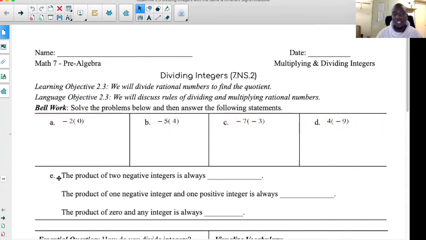Awesome. All right, so let's dive in. So we're talking about dividing integers today, right? As we're in this new unit of multiplying and dividing integers, our goal is to be able to divide rational numbers, or even right now at this point, we're talking about integers. Integers are considered rational numbers. We know an integer is any whole number that's both positive and negative, right? We know fractions and decimals are not considered integers, even though they are considered rational.